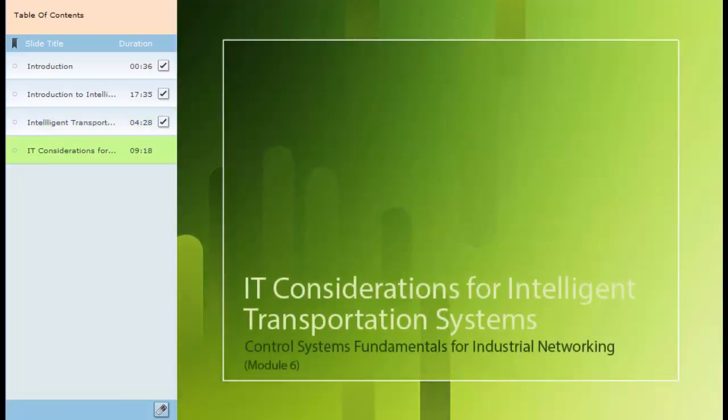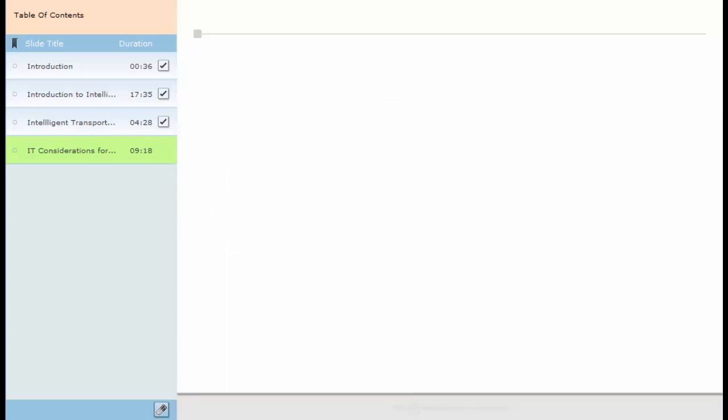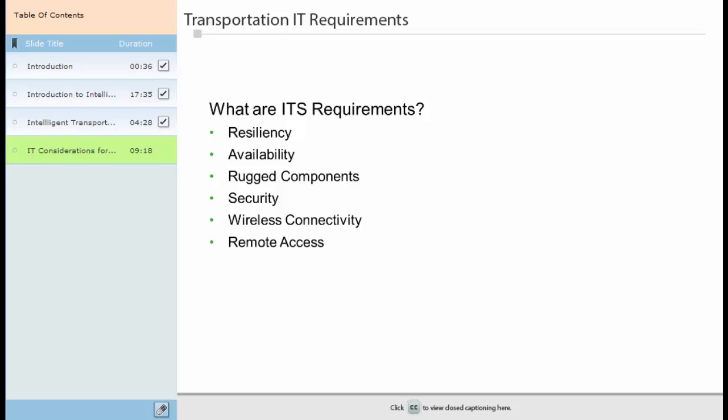In this lesson, we will present IT considerations and applications for the ITS space. IT requirements for ITS include resiliency, rugged devices, high availability, and wireless access. In order to provide real-time data and ensure consistent operations, ITS networks need to be resilient. Most systems need to be operational 24 hours per day, therefore availability is a key requirement.